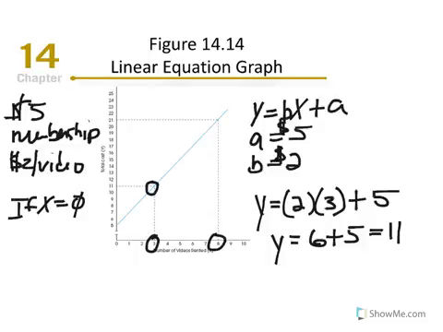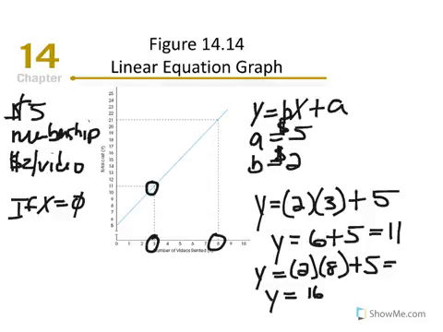This example of 8, we can also use that. Y is equal to, so the slope, 2, times how many videos I rent, 8, plus my yearly membership of $5. So y is equal to 16 plus 5 is equal to 21. So we see where those intersect.